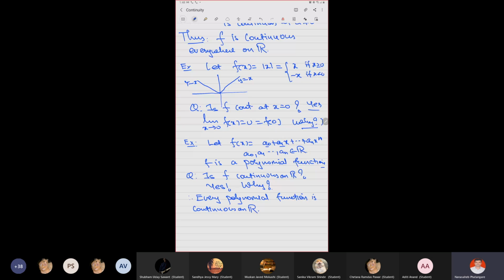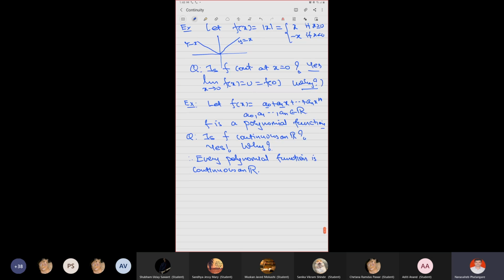On R, everywhere. So polynomial functions are very nice functions, and you can understand later on why these are nice, because they are continuous everywhere. But the basic question is, let f of x equal sin x, x belongs to R.